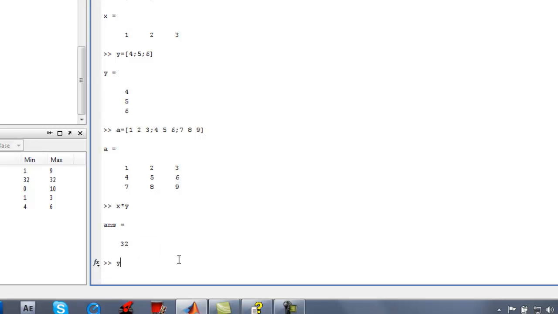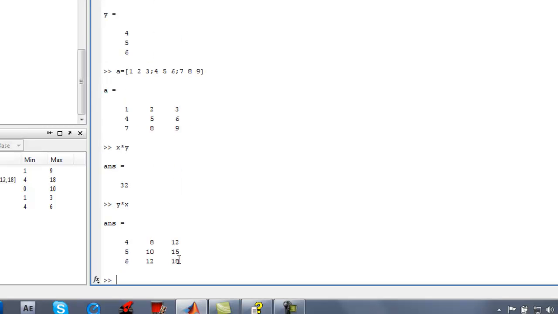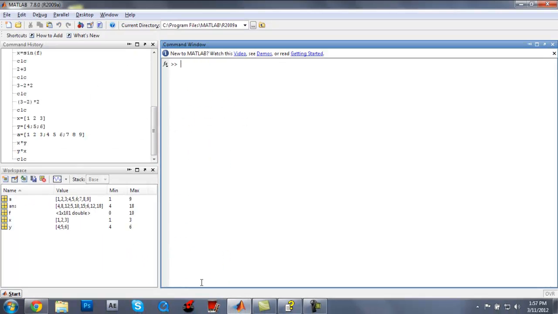But what happens when I multiply y into x? It gives another matrix, because it is 1 cross 3 and 3 cross 1, and it gives 1 cross 1 for this, and when we take it the opposite way, it gives 3 cross 3 for this. So it gives a new matrix. I don't know how it actually came, but it gives you another matrix.